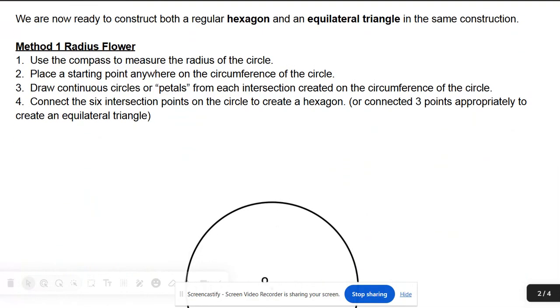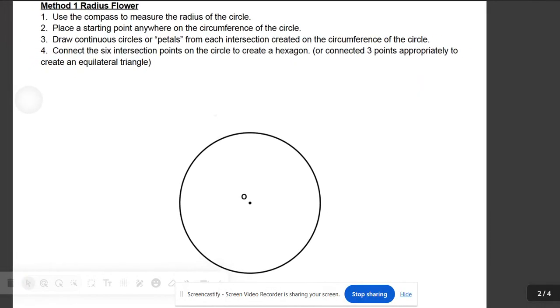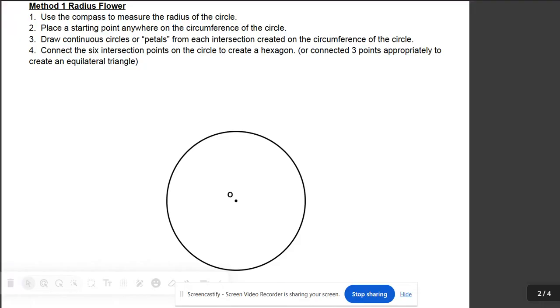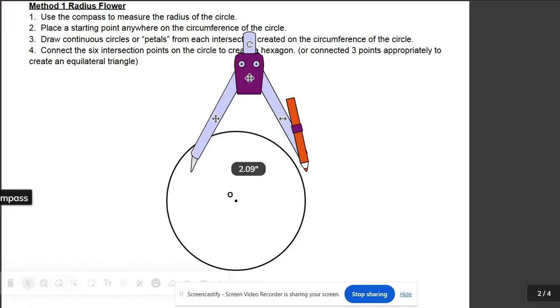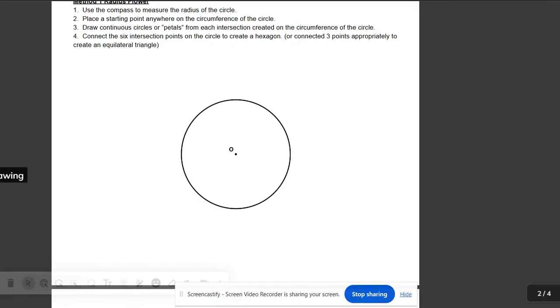All right, you will enjoy this. This is the construction for creating a hexagon. The first way is what's called a radius flower. All right, so maybe I'll use a nice color here and go with purple. And I'm gonna shrink this down a little more so we get the full effect.